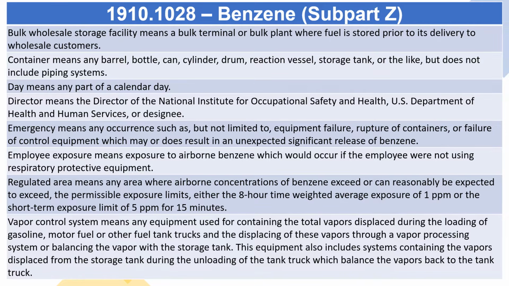Regulated area means any area where airborne concentrations of benzene exceed or can reasonably be expected to exceed the permissible exposure limits, either the 8-hour time-weighted average exposure of 1 ppm or the short-term exposure limit of 5 ppm for 15 minutes. Vapor control system means any equipment used for containing the total vapors displaced during the loading of gasoline, motor fuel, or other fuel tank trucks and the displacing of these vapors through a vapor processing system or balancing the vapor with the storage tank.